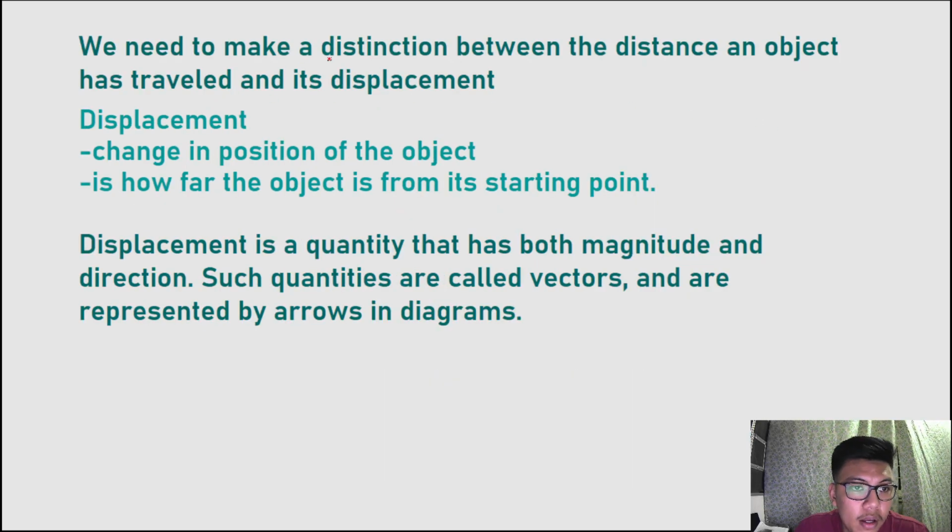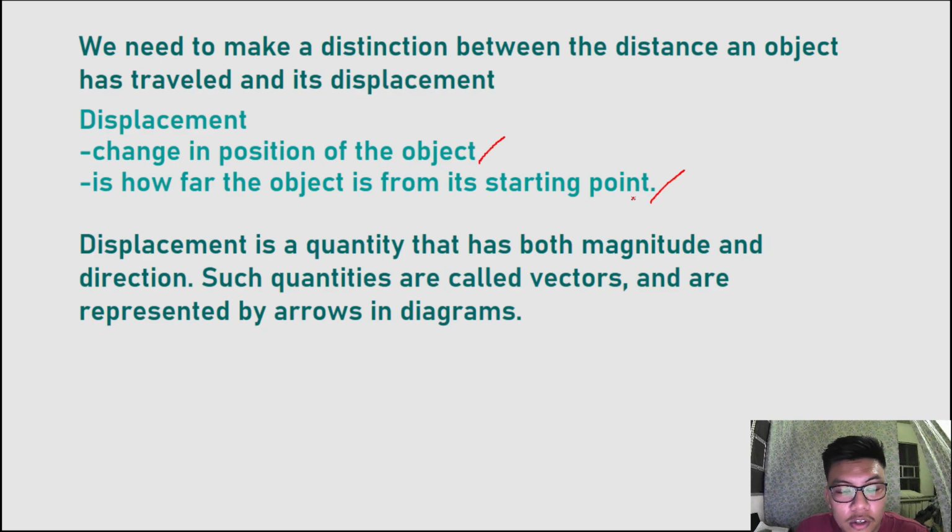Next, we need to make a distinction between the distance an object has traveled and its displacement. We should first understand the difference between distance traveled and displacement. If you think about it, distance and displacement seem the same. So displacement is the change in position of the object. Also, it is how far the object is from its starting point, relative to the starting point.